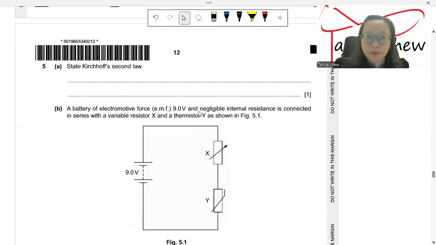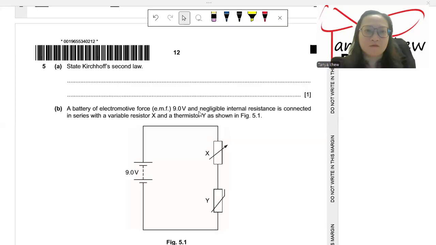Number 5: state Kirchhoff's second law. So do you still remember there are two laws of Kirchhoff? One is the first law, the other one is the second law. First law is about conservation of charge. The total charge into the junction must be equal to the total charge coming out from the junction. The same goes for current, because current is about the movement of charge.